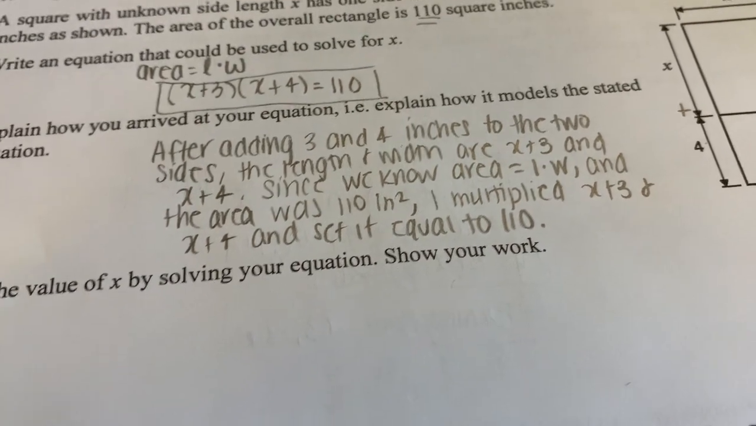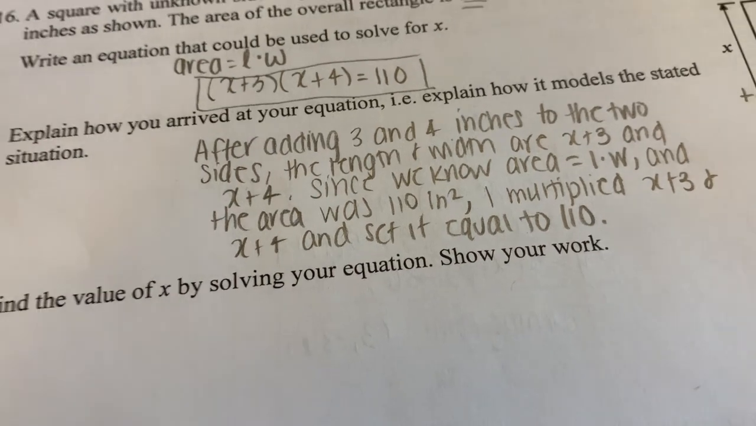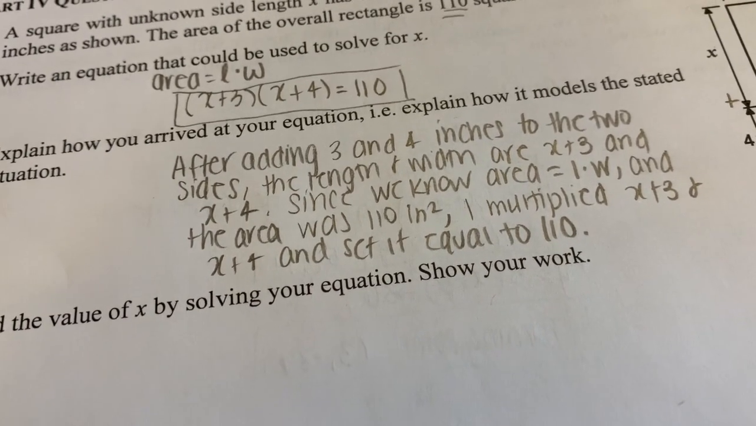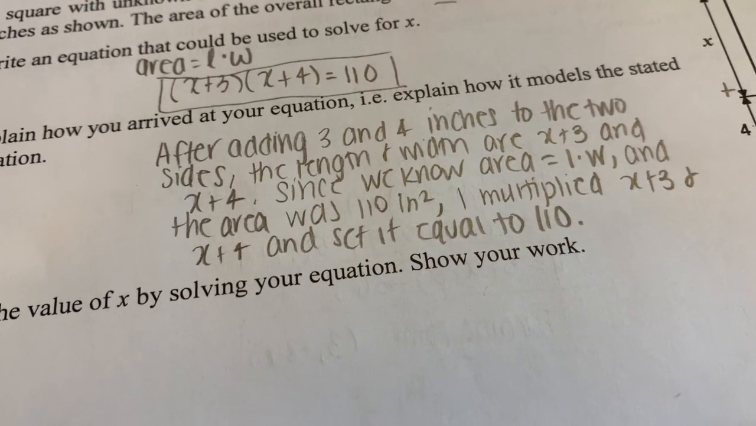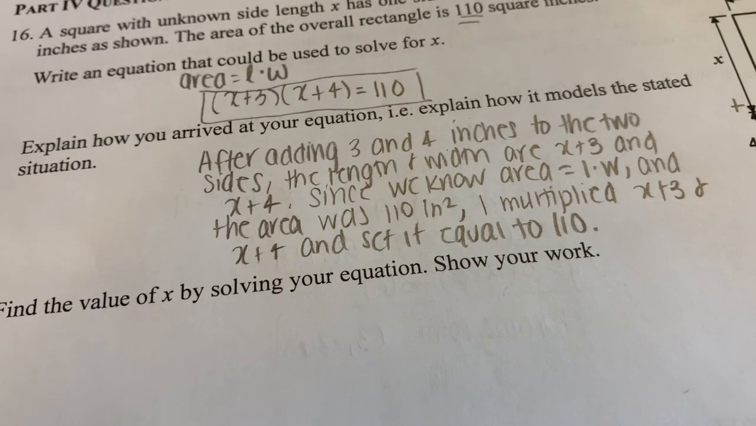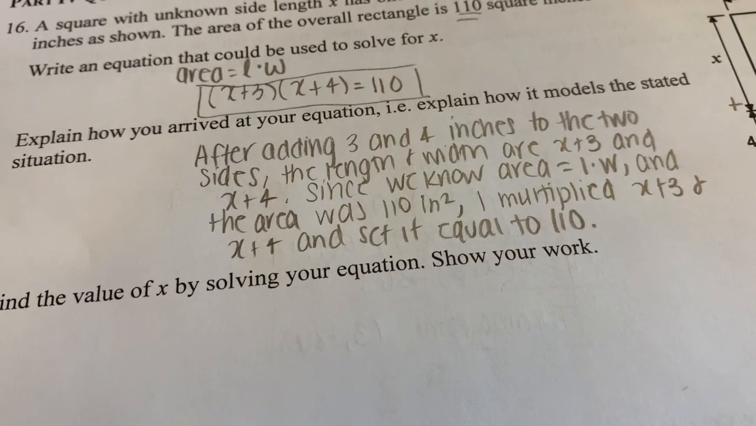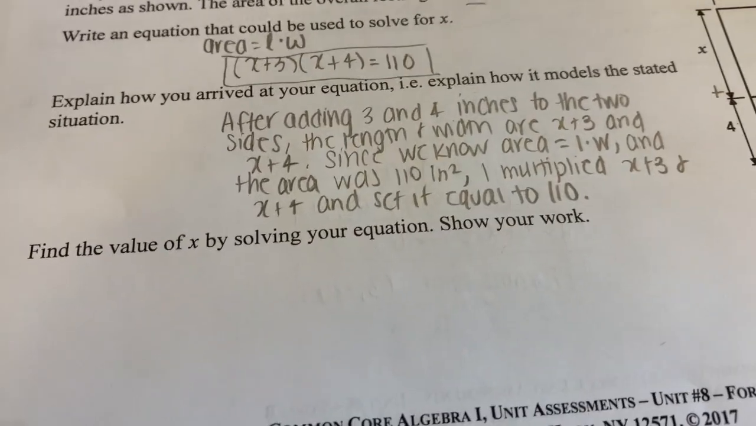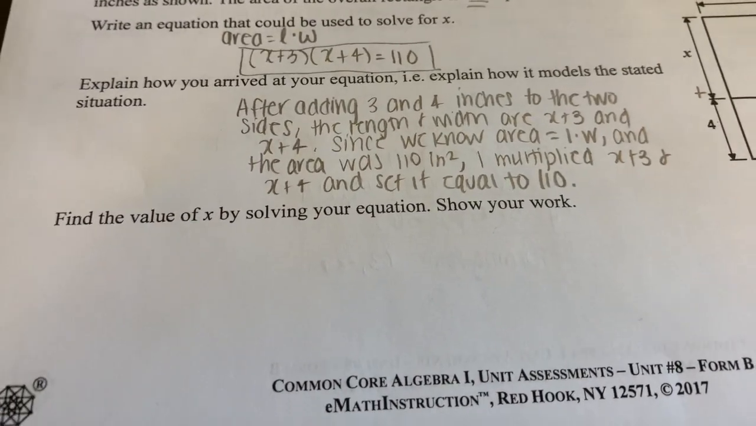I'll read to you what Kirk has in the answer key. After adding the additional inches to both sides, the lengths of the two sides of the larger rectangle are x plus 4 and x plus 3. Since the area of the entire rectangle is 110 square inches, we set the product of these two dimensions equal to 110. So it's almost identical to what I wrote, and I actually wasn't even looking at that, so that's kind of funny. So anything like that, okay guys?